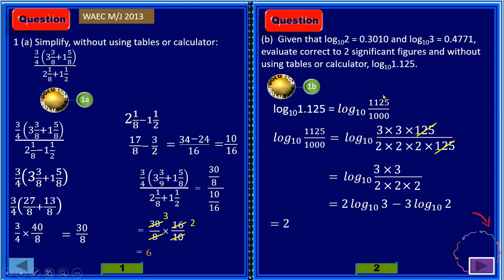Now we're going to substitute directly, picking the values of log 2 and log 3 and putting them in their places here. So now the first one gives us 2 times 0.4771 minus 3 times log 2, which is 0.3010. Then we simplify.